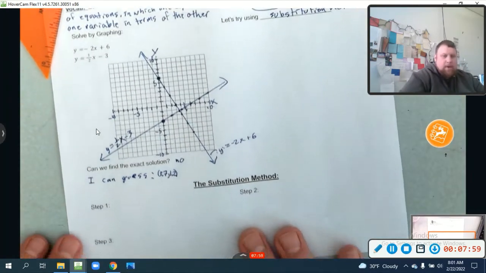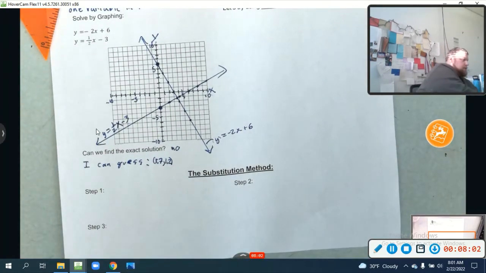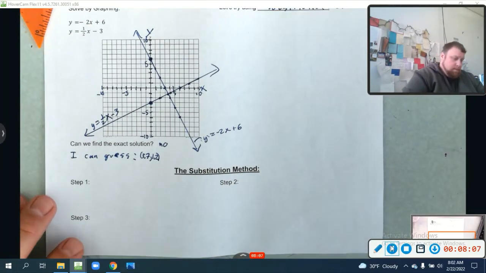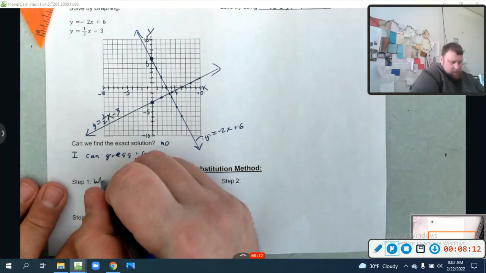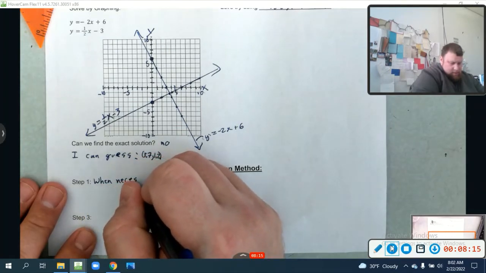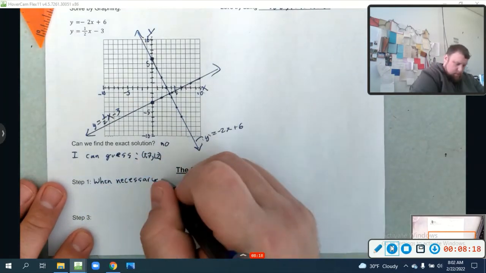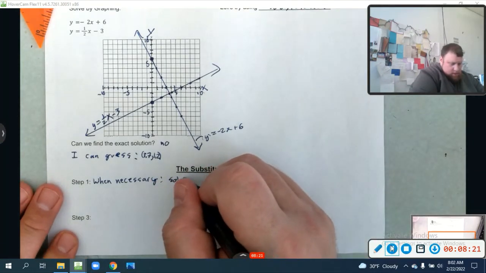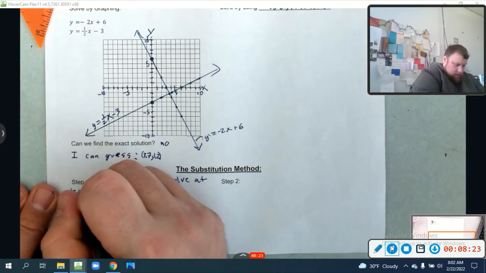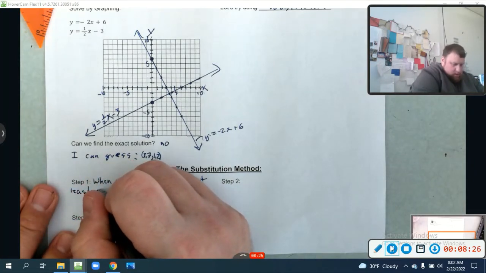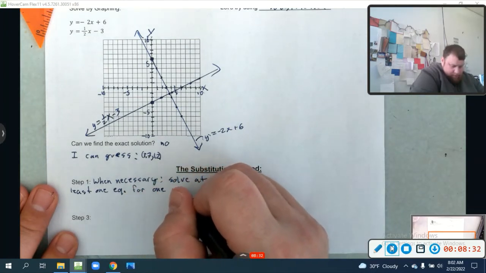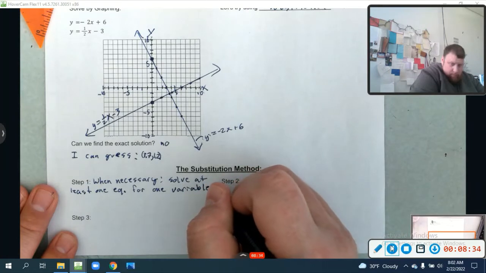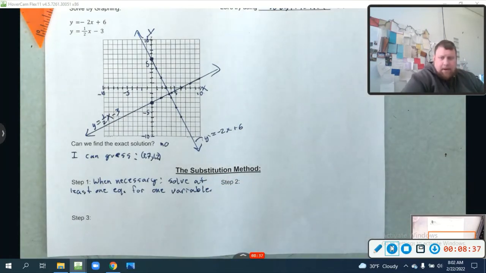Before we do that, let's write down our steps for substitution. Step 1, when necessary: solve at least one equation for one variable. Get that written down. Again, pause if you need to.